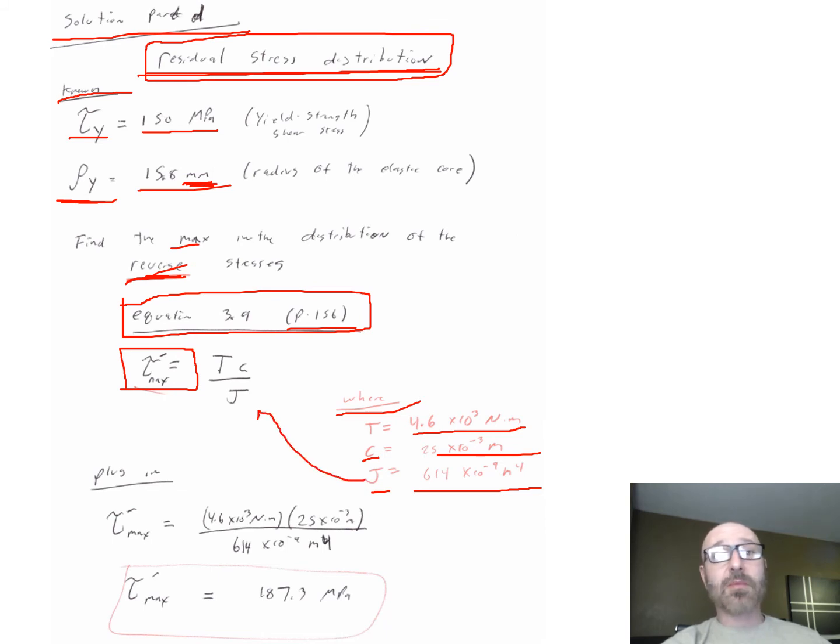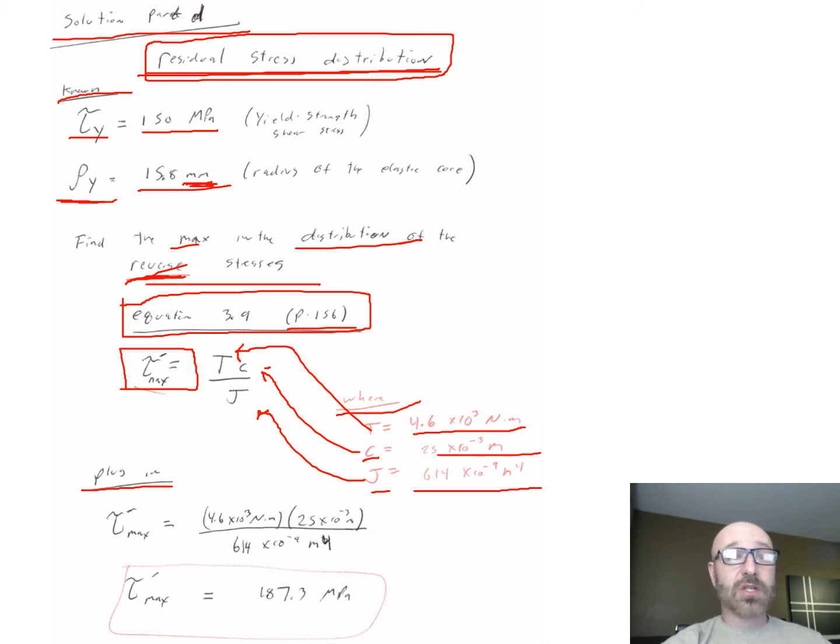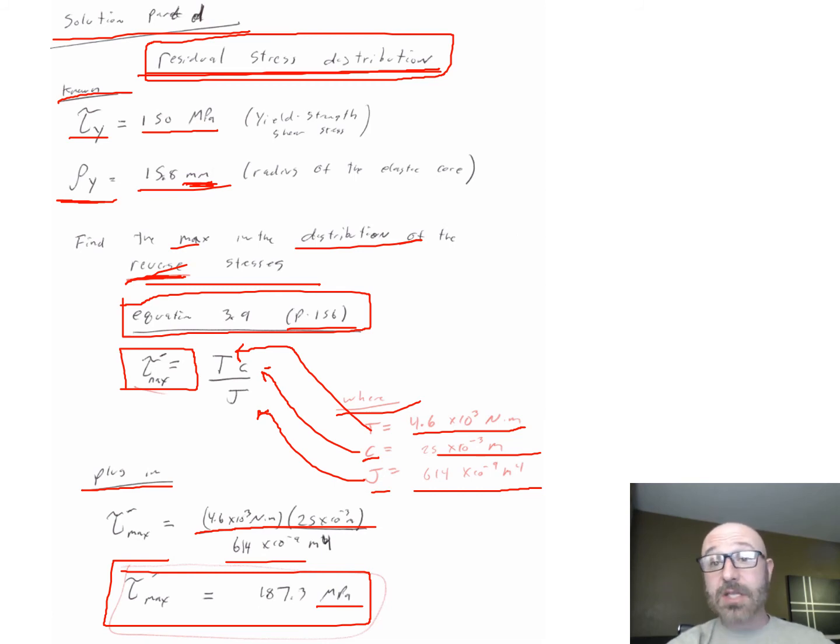Take those values and plug them into this equation. We have all those numeric values, so we can plug them right in, and we get a numeric value for that max in the distribution of the reverse stresses, our tau prime max. This is equal to 4.6 times 10 to the third Newton meters times 25 times 10 to the negative third meters, divided by 614 times 10 to the negative 9th meters to the fourth. Do out our unit analysis, see what cancels. What we're left with is units of megapascals. So we got 187.3 megapascals for our tau prime max. This is one of the things we're going to utilize as we draw out this residual stress distribution.